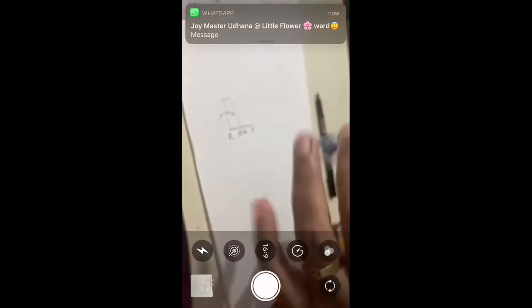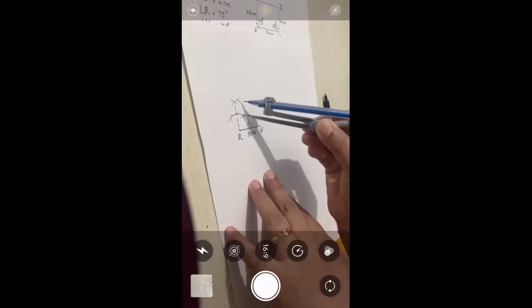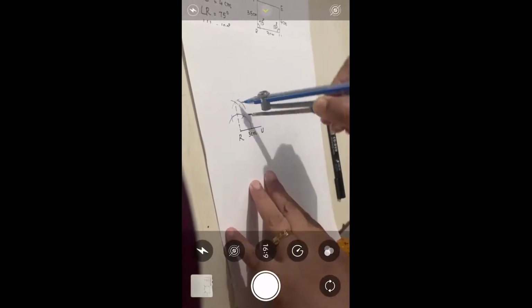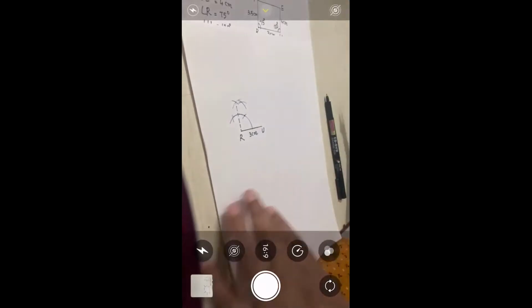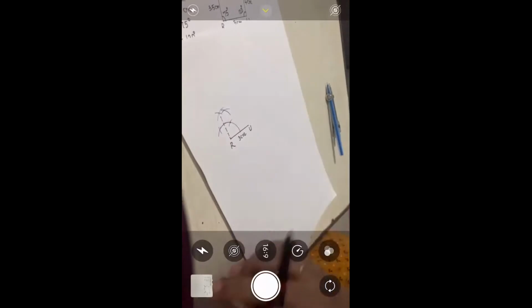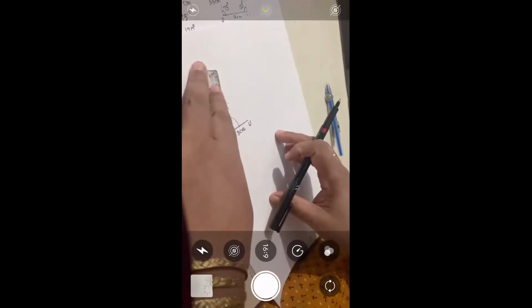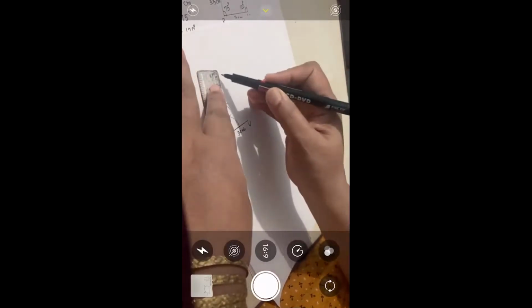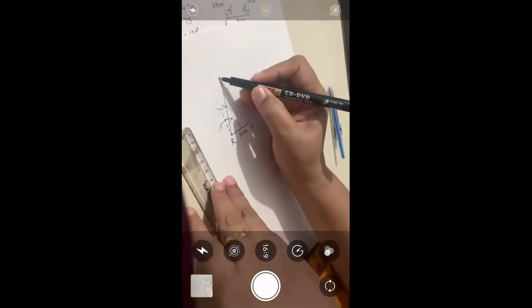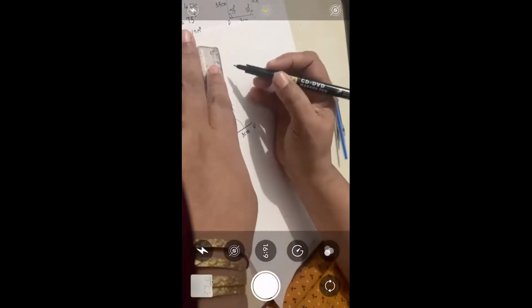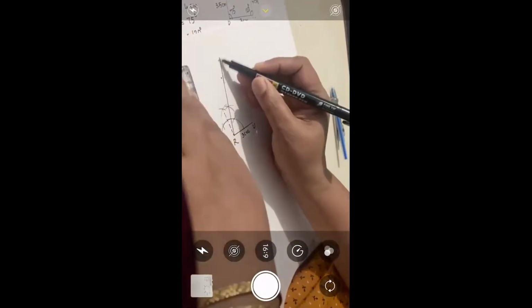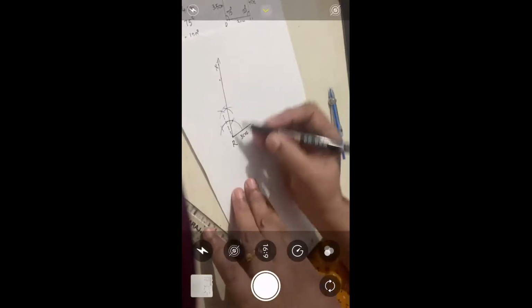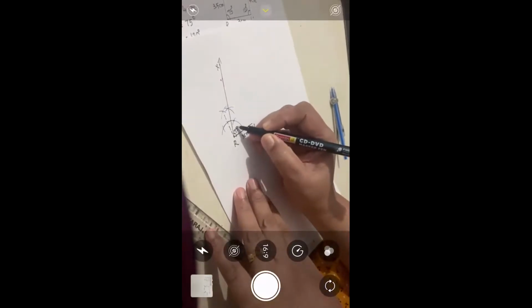Take a radius a little less than the previous one. Keeping this point as center, draw an arc, and keeping that 60 degree point as center also, draw an arc. With both arcs intersecting, we have to draw a straight line. Extend it. We can give the name X. So we have constructed here angle R equal to 75 degrees.